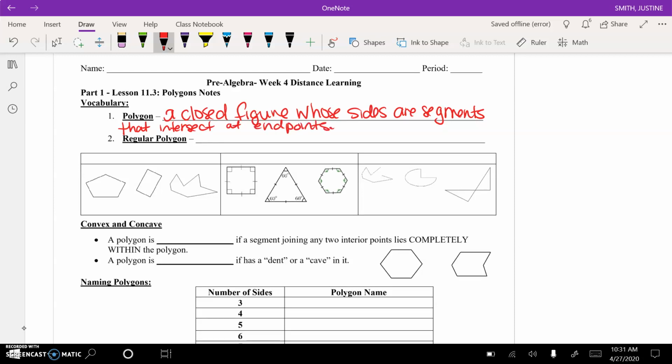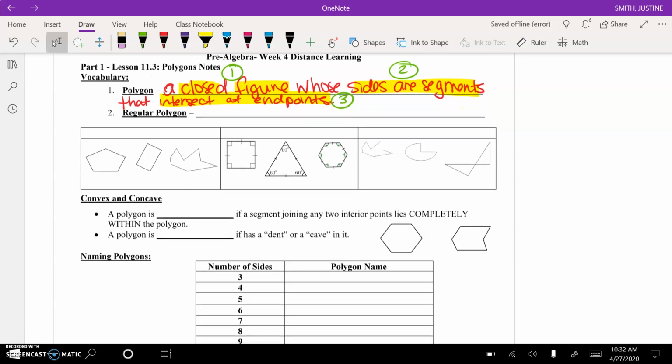If you look at that definition, there's really three things here that you need to be a polygon. The first thing is it has to be a closed figure. The second thing is that the sides are segments. And the third thing is that the sides intersect only at the endpoints. So you really need those three things to be a polygon.